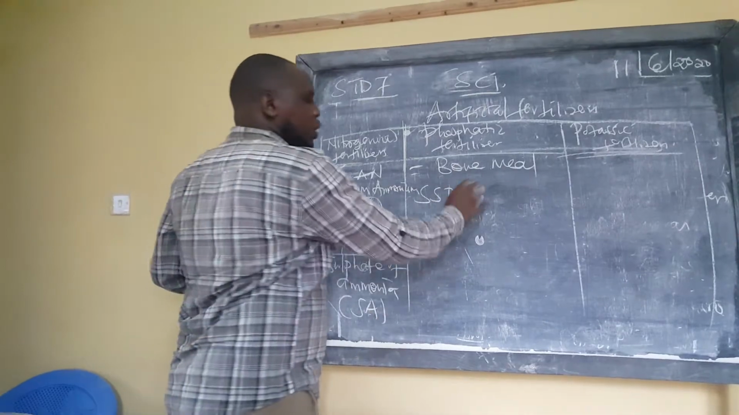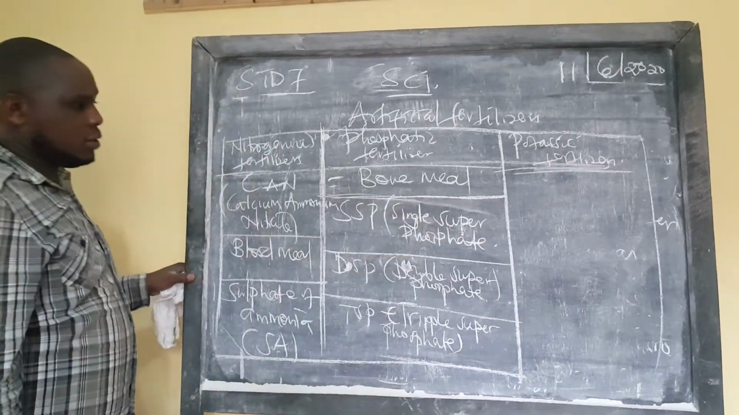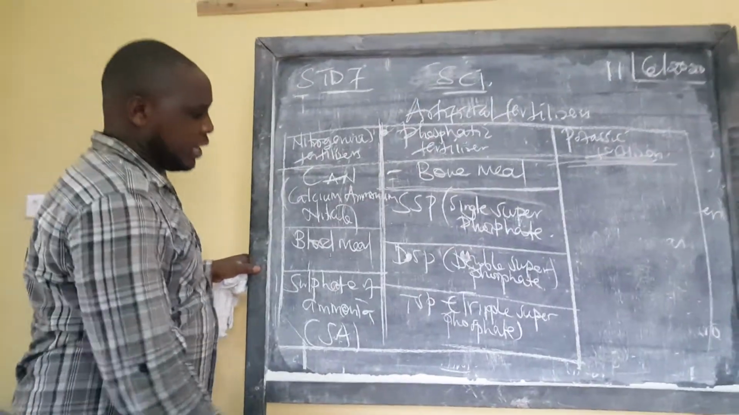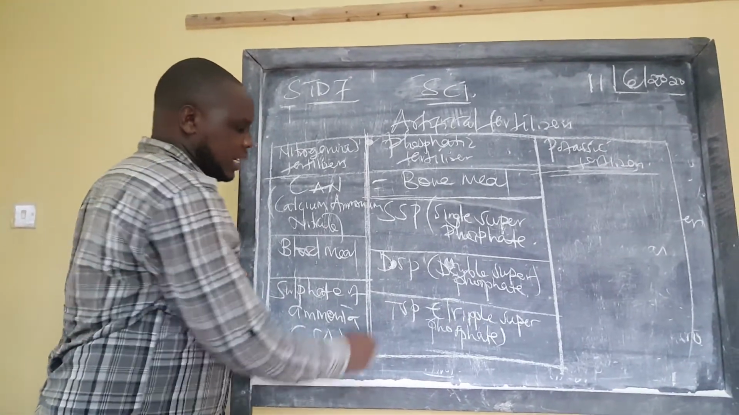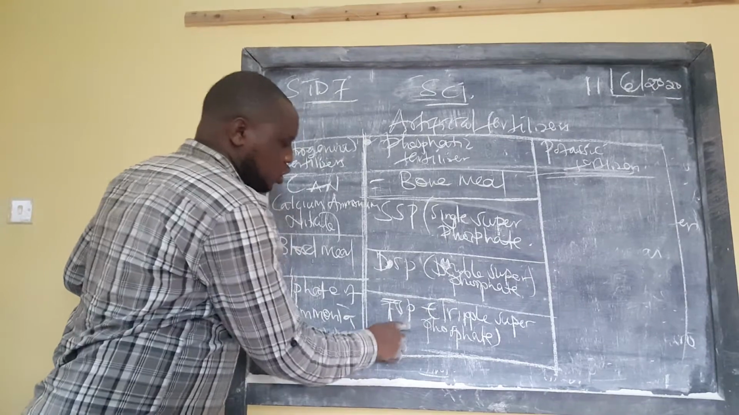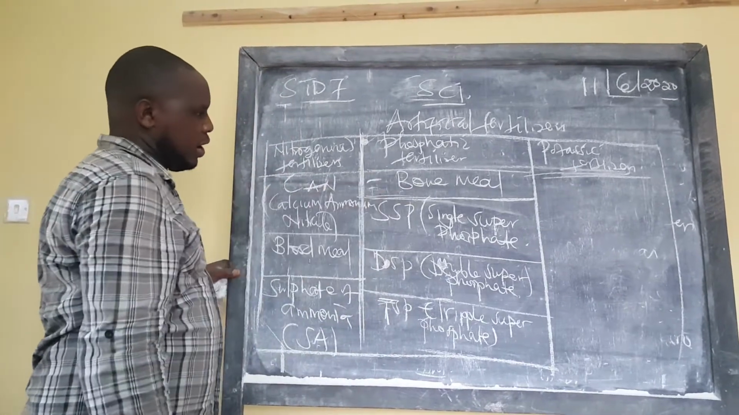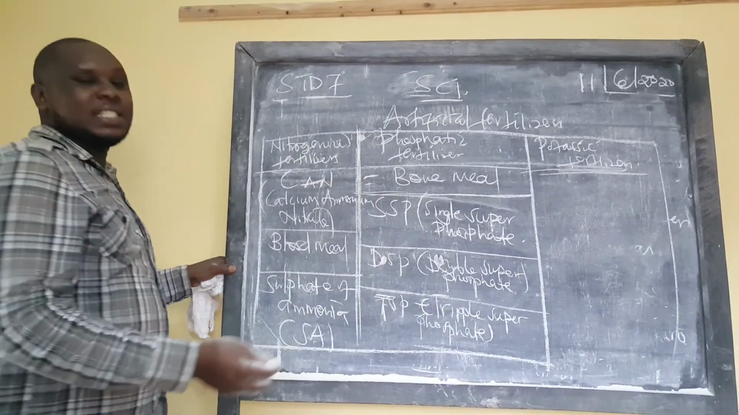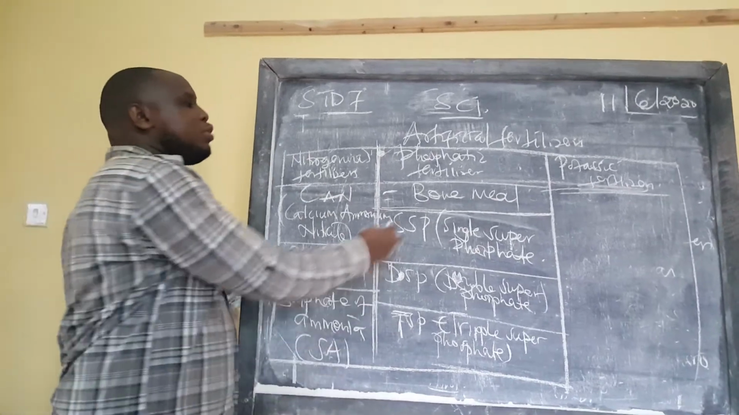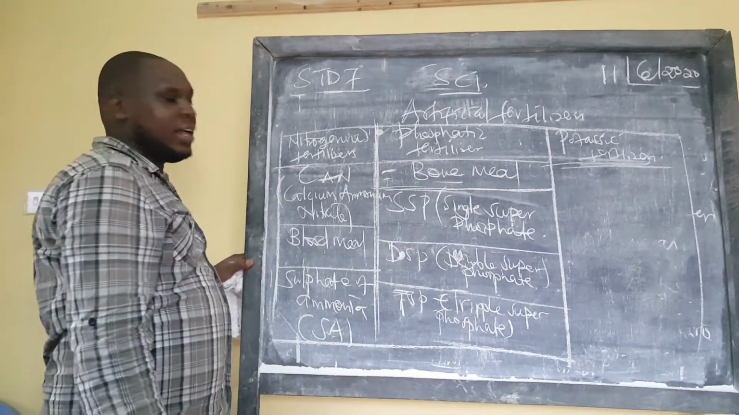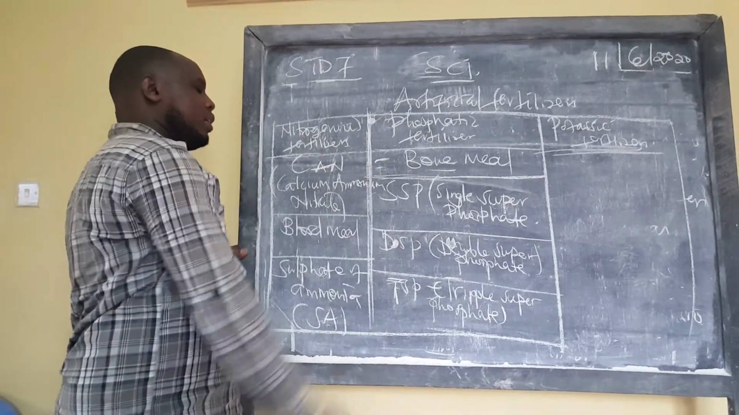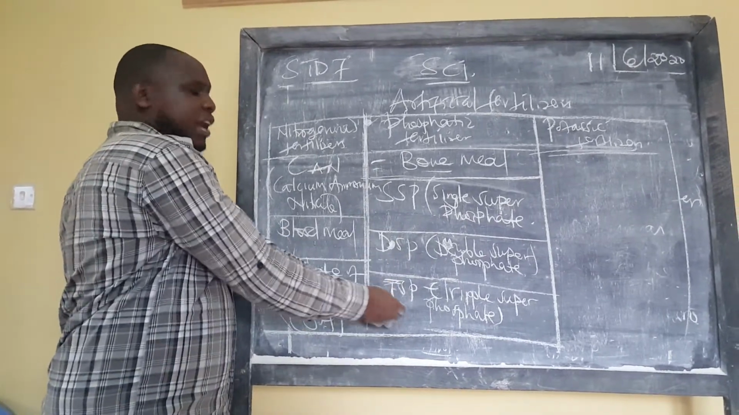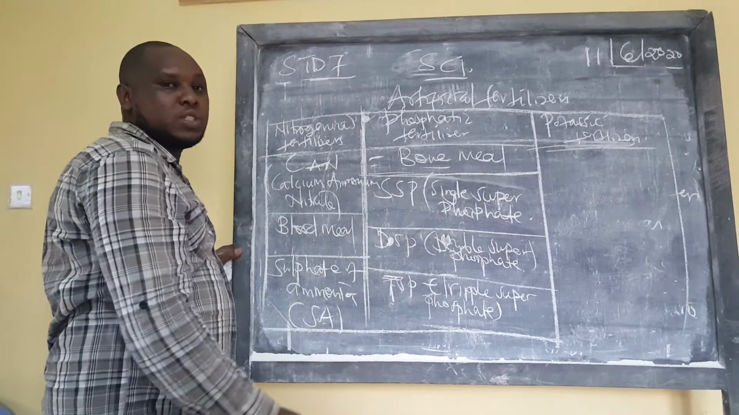SSP means single superphosphate. Then we have another one called double superphosphate, and the last one is triple superphosphate, in that order. So phosphatic fertilizers are very easy to remember. You only need to remember bone meal alone. Then the other ones are single, double, and triple. Single means one. But all of them are phosphate.